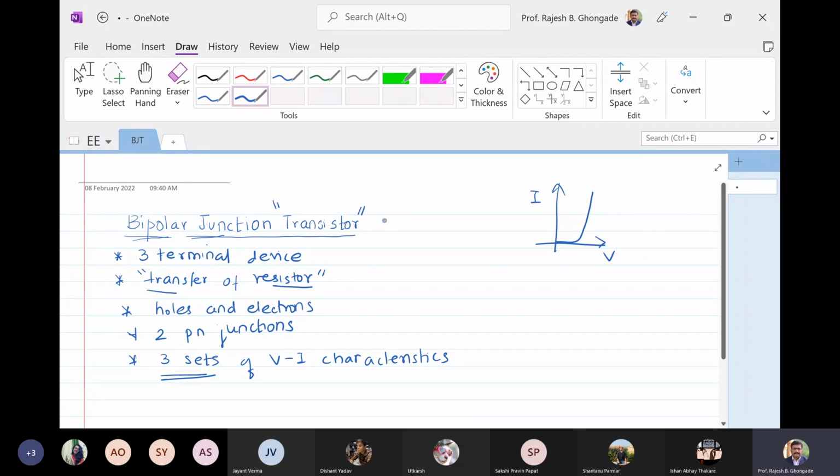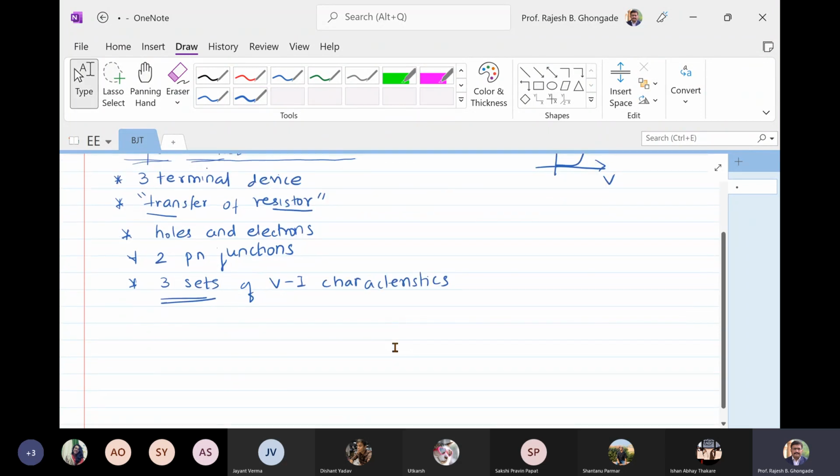Now the transistor can perform one very important function called amplification, or current amplification to be more precise. We can also have voltage amplification. So a junction transistor is simply a sandwich of one type of semiconductor, either P-type or N-type, between two layers of the other type.